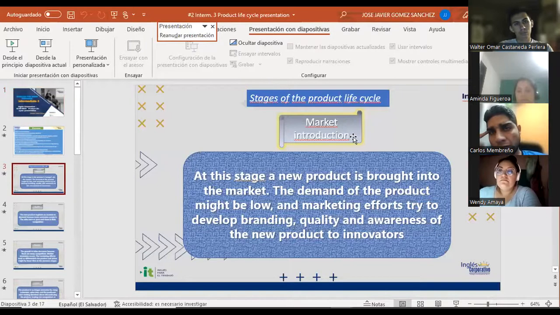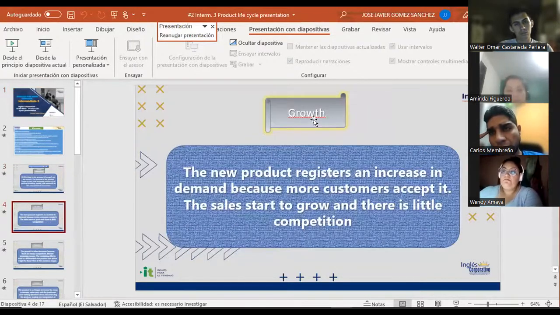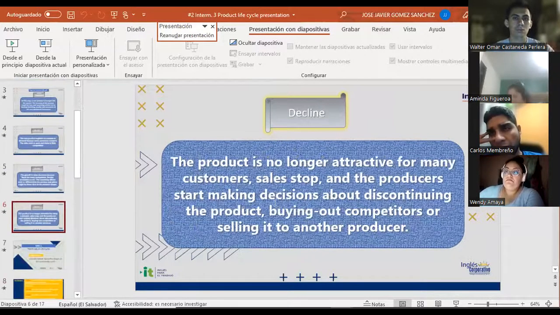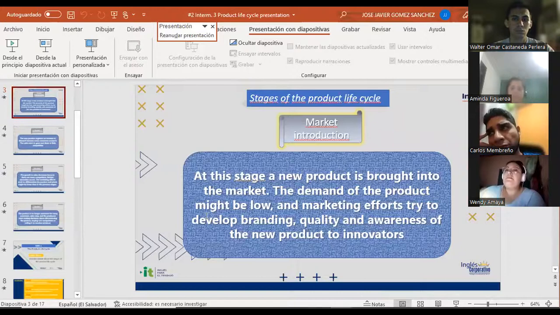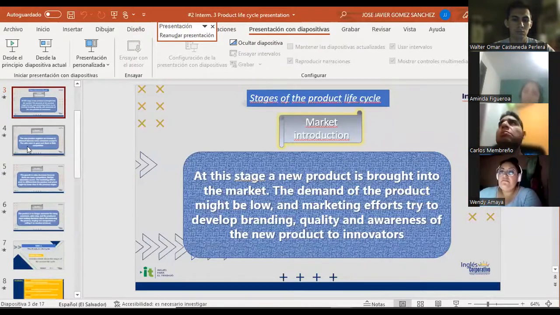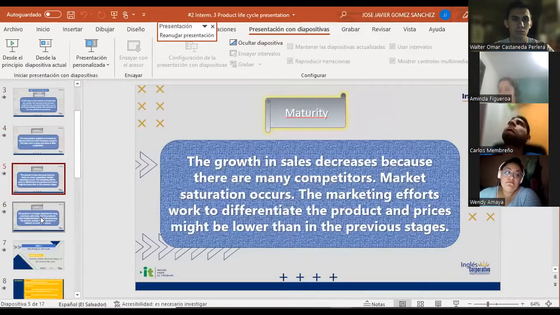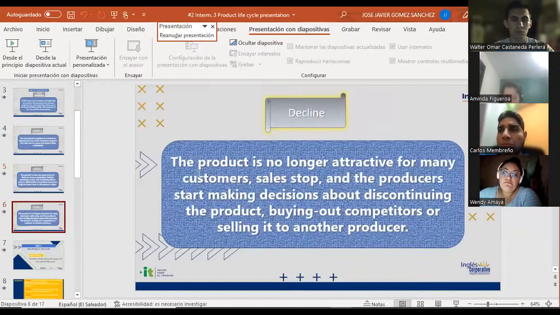Market introduction, growth, maturity, and decline, okay? Again, market introduction, growth, maturity, and decline, right?